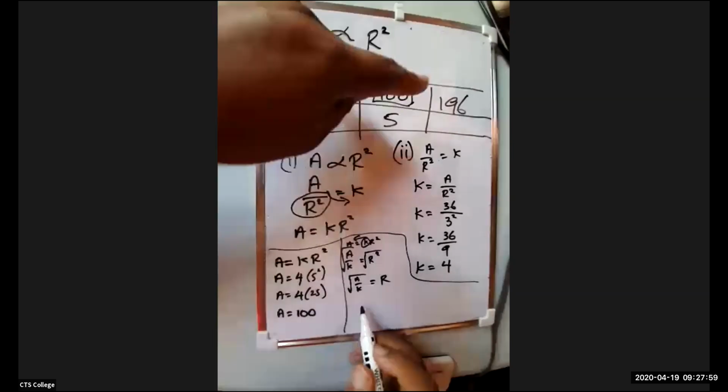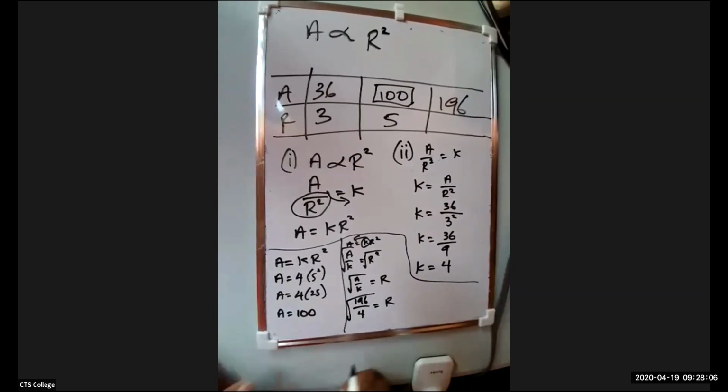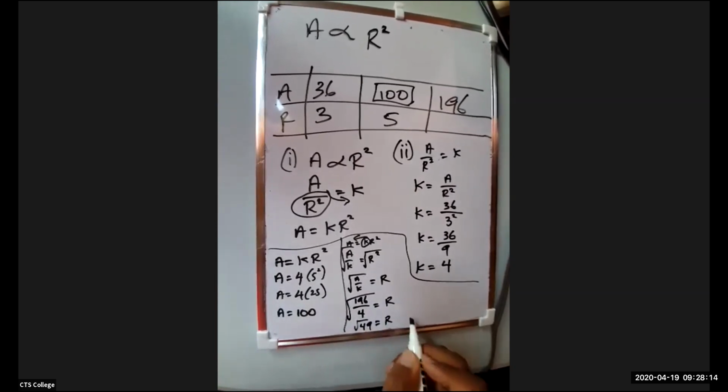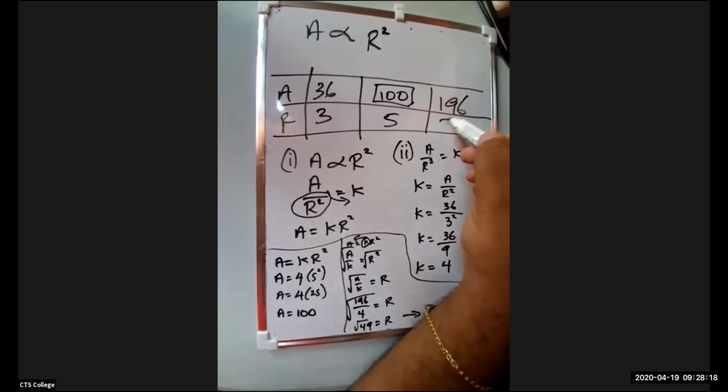So A in this case is 196. K we know is 4. So 196 divided by 4 is 49. And the square root of 49 we know is 7. So that means that R is 7.